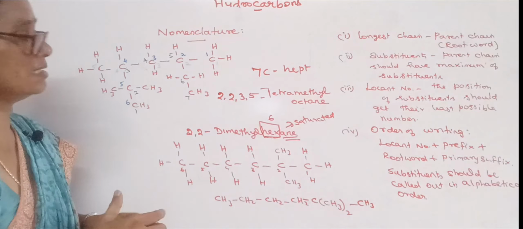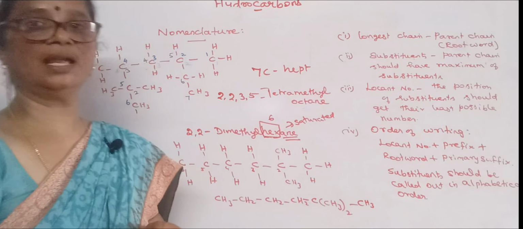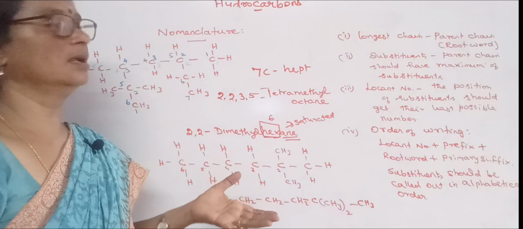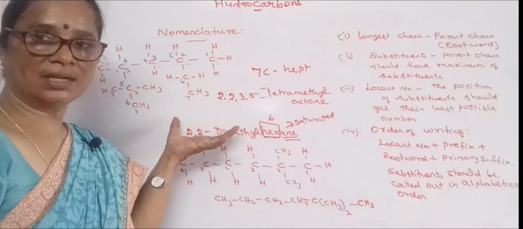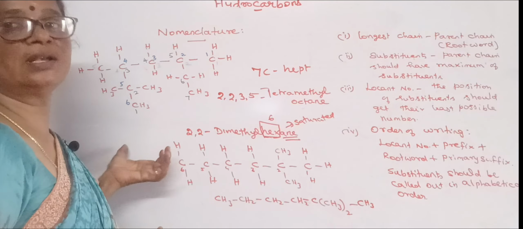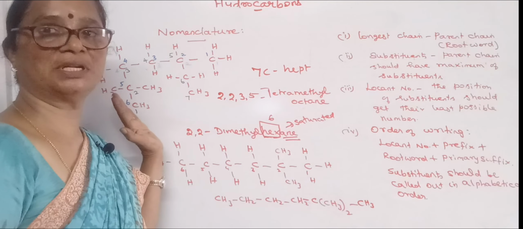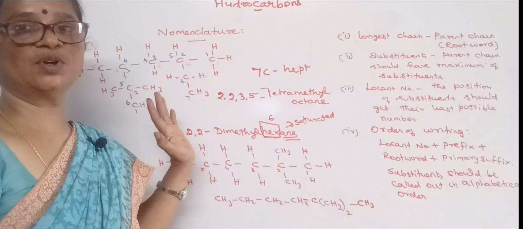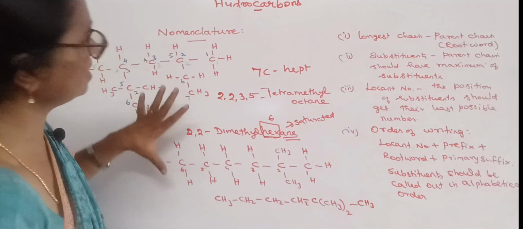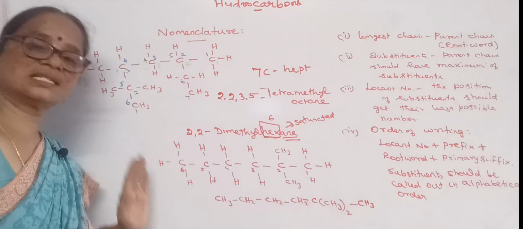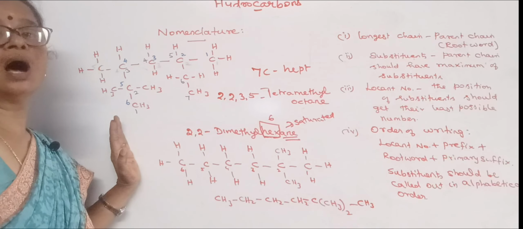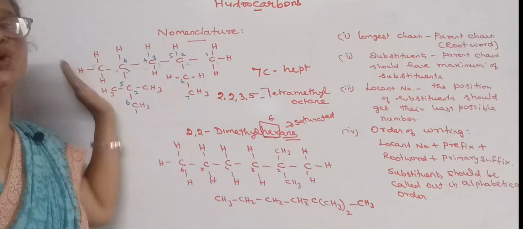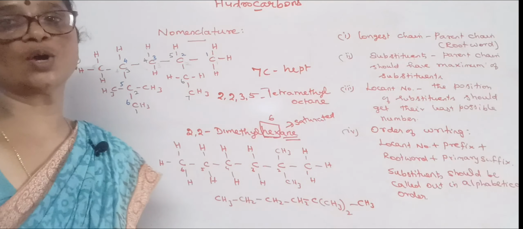So writing the structure or identifying the name is just based on the root word, the substituent, and where the substituents are present. If you get this information, then it will become much easier to write the structure for the given compound, or you can write the IUPAC name for the given formula.